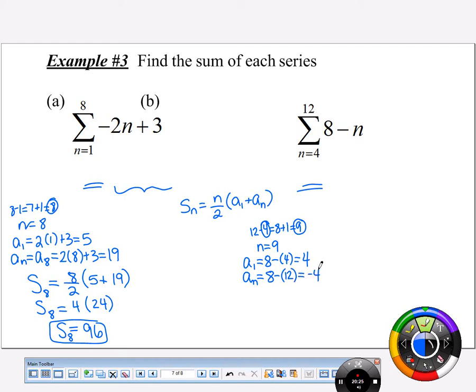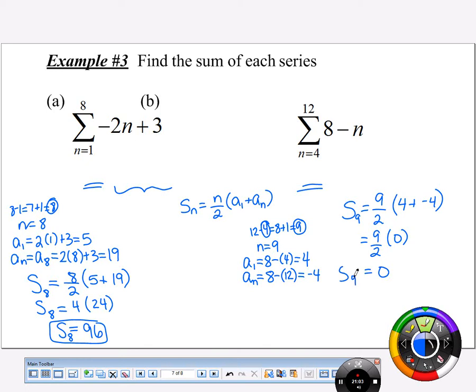So now we have there are 9 terms. Our n is 9. Our first term, which according to the directions we plug in 4 to get that, is 4. Our nth term, or our last term, which according to the sigma notation we plug in 12 to get that, is negative 4. And now we'll plug those things into the formula. Now I am finding the sum of 9 terms, even though the number 9 was not one of the numbers we plugged in. Remember, the first term was 4. And the last term was negative 4. Okay. So in this case, we get 9 over 2, or 4.5, times 0, which will just be a sum of 0.